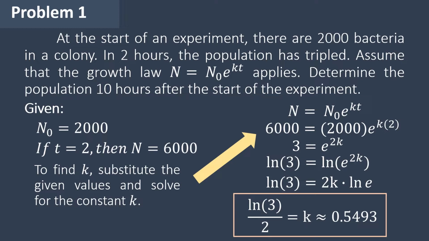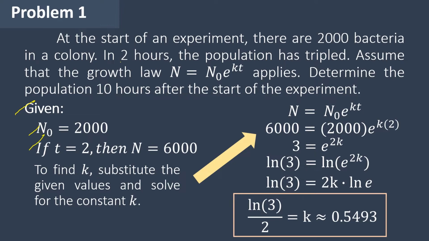At the start of an experiment, there are 2,000 bacteria in a colony. In 2 hours, the population has tripled. Assume that the growth law N is equal to N sub 0 e raised to k times t applies. Determine the population 10 hours after the start of the experiment. So, it would be better if we're going to write first our given. So, yung N sub 0 natin or yung initial number of bacteria would be 2,000. At yung value naman ng t natin would be equal to 2.